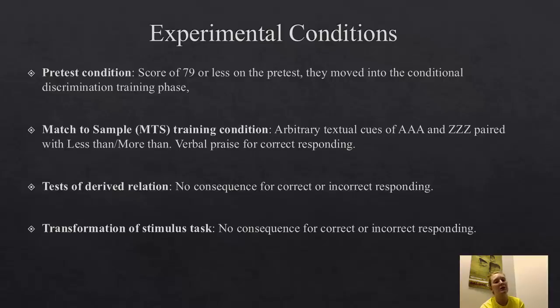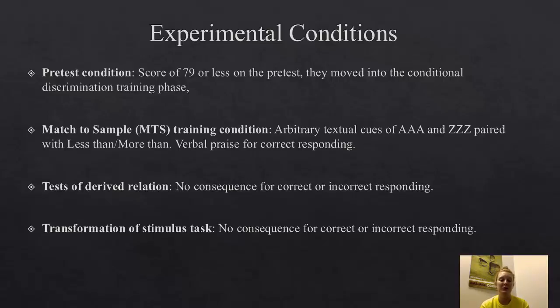There were several conditions within the experiment. In the pretest condition, if the participant scored 79 or less on the pretest, they moved into the conditional discrimination training phase. If they scored above 79, they were released from the study. There was a match to sample training phase where arbitrary contextual cues of 3 capital A's and 3 capital D's were paired with less than and more than contextual cues. And there was verbal praise for correct responding.